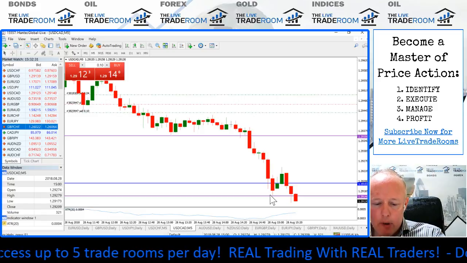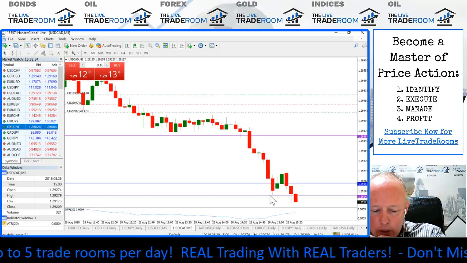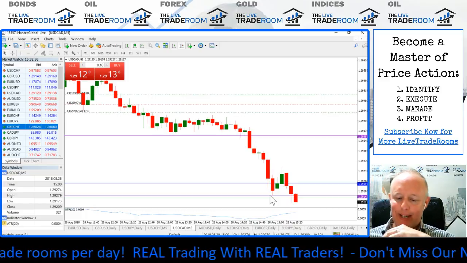Hiya Mike, good to have you on board. Bullish outlook for gold, question mark. Doji candlesticks right above the resistance.